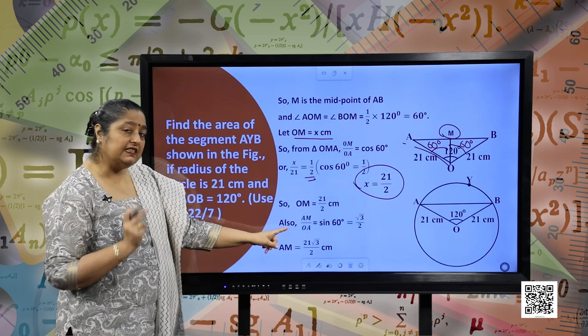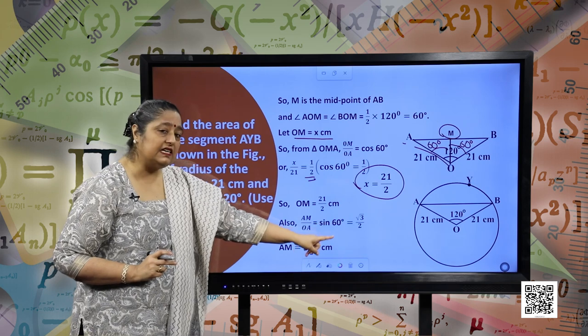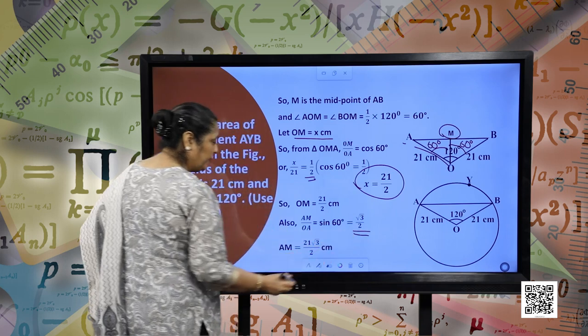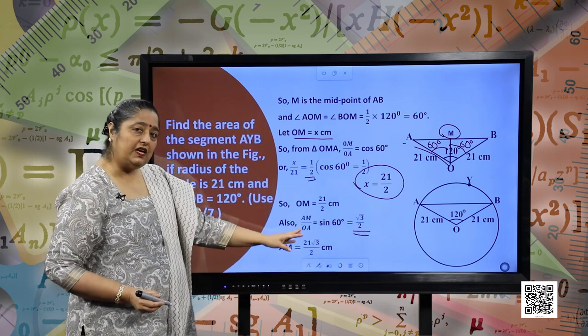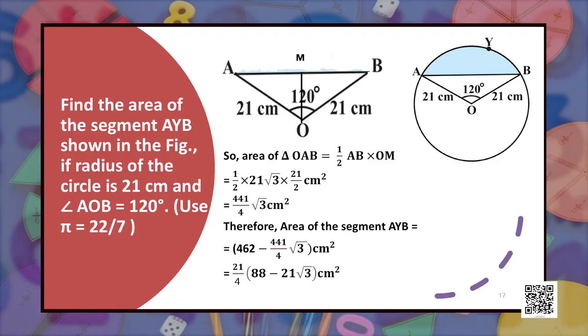We also know in the same triangle, AM upon OA will be sine 60 degree. And we know the value of sine 60 is root 3 by 2. So, AM will be 21 root 3 divided by 2. So, let us move forward. We have area of triangle OAB as half base into height, right? And what is base? Base is AB. AB is the base and OM is the height.